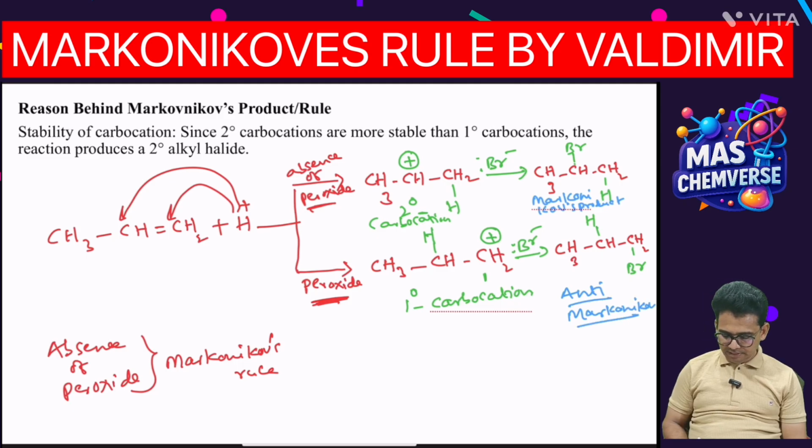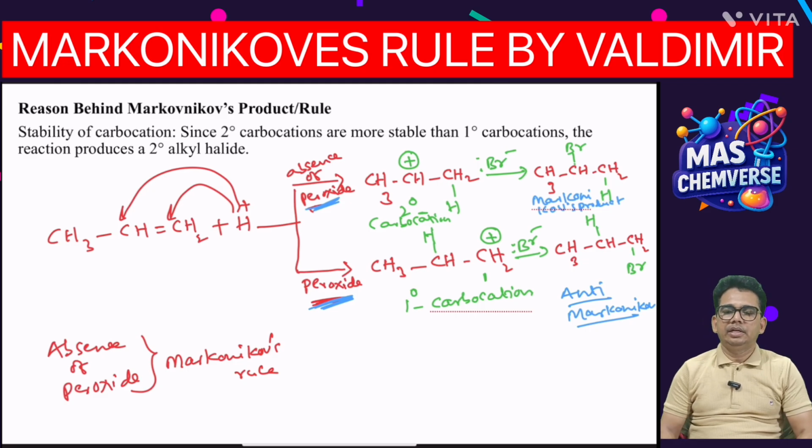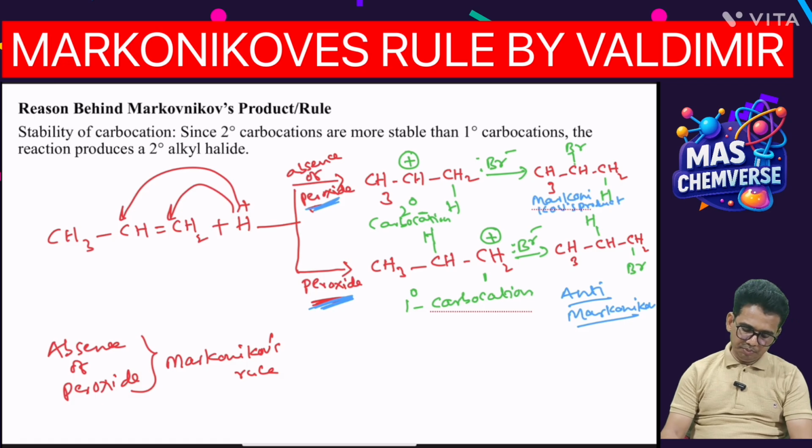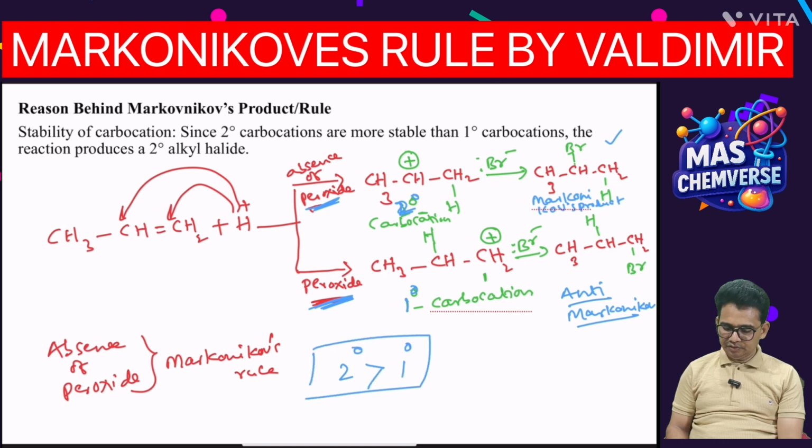Anti-Markovnikov's means you remember the peroxide effect. Here there is no peroxide, so in the absence of peroxide it follows the Markovnikov rule. What is the reason behind this? One produces the secondary carbocation, the other the primary. Which product will it follow? It forms the Markovnikov product because the secondary carbocation is more stable than the primary carbocation. That's why bromine attacks only the secondary carbocation to produce the Markovnikov product.